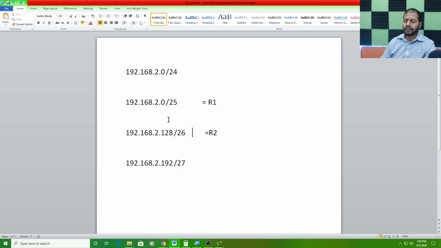Now, what is a level 1 route? This is not a level 1 route. Why? These are all level 2 child routes. Because what kind of IP address is this? This is a class C IP address. Class C network address, IP network, whatever you want to say.